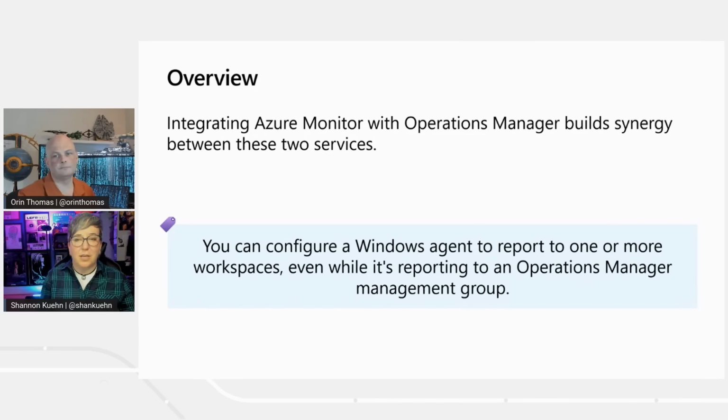Synergy on the slide. So you're able to integrate Azure Monitor with Operations Manager. This will build that synergy between the services, right? So you can configure a Windows agent to report to one or more workspaces, even when it's reporting to an Operations Manager management group. So that's kind of cool. Gives you some extra flexibility here. So you extend what you're doing on-prem, you bring about Azure Monitor, and then you can have it report to multiple spots.